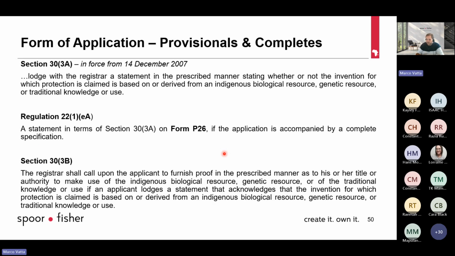Then there was an amendment to the Patents Act that introduced a further declaration, which is the statement relating to whether the invention for which protection is sought is based on or derived from indigenous biological resources, genetic resources, or traditional knowledge or use.